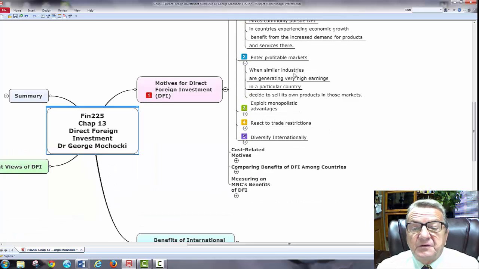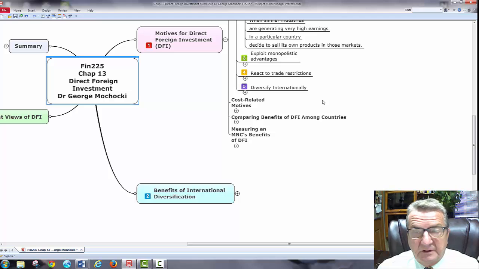You're coming in there with similar industries. I'm already in there. There's somebody else that's doing pretty good, and I say, hey, I've got something similar. All I've got to do is adjust my product just a little bit. If I do it here, I'll have my cost saving in a particular country. Decide to sell its own products in those markets. So then I eliminate the distribution channel.